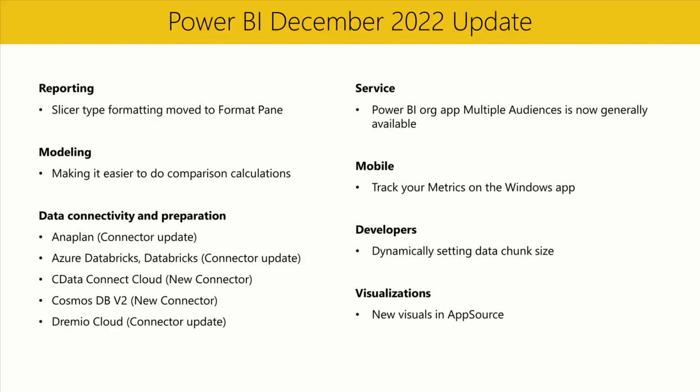In the developer section, we've enhanced the Fetch More Data API to allow report authors to set the data chunk size dynamically by using the new property Data Reduction Customization. This is available with the new 5.2 API release. For more details, check out the article linked in the video description below.